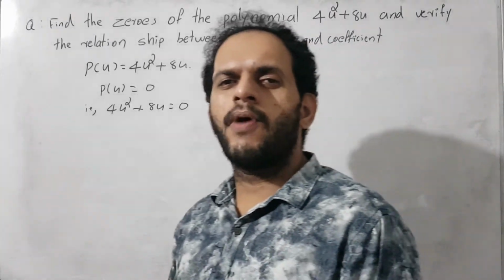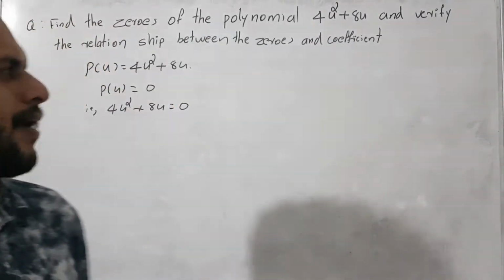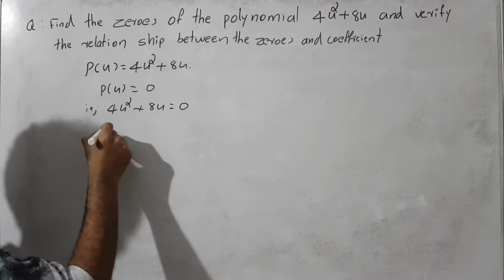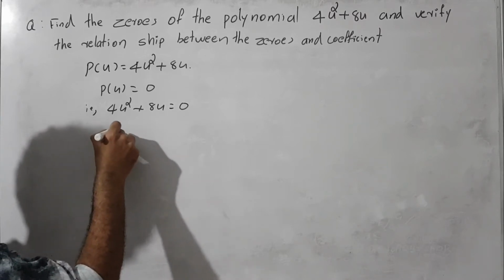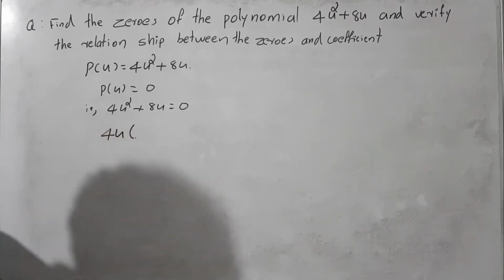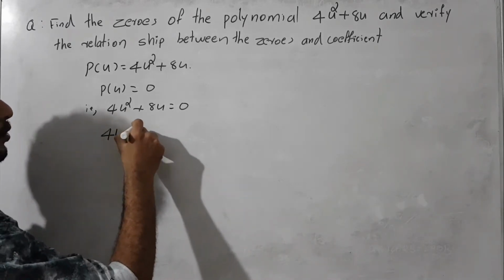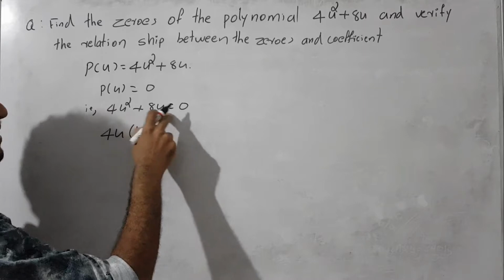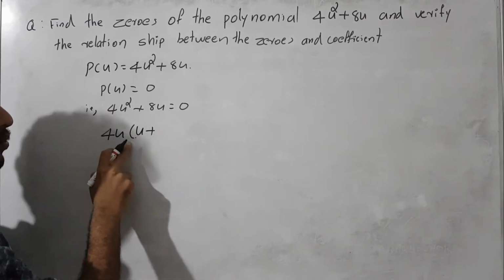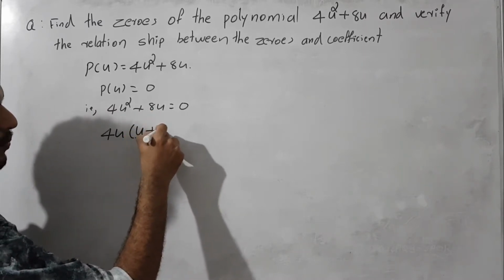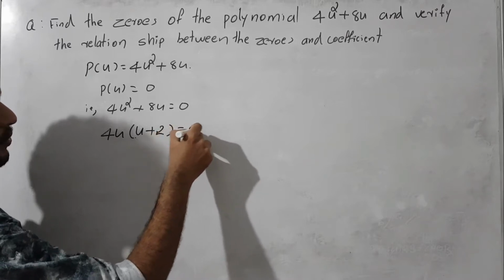Yes, we have a common factor. What is the common factor? The common factors are 4 and u. So we take 4u out. Okay, 4u we take it out. Then what do you get from here? We get u plus, and in 8u we take the 4u out. Then what is the remaining? 2 is equal to 0.